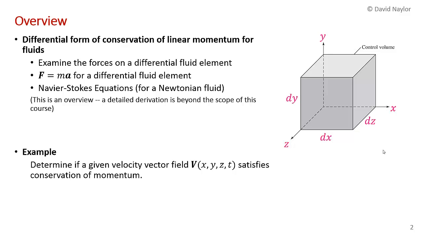Then I'll end with an example where you get to work with the Navier-Stokes equations. And so given a velocity field v of x, y, z, and t, you're going to be able to show whether that velocity field satisfies conservation of momentum. So in other words, whether or not it satisfies the Navier-Stokes equations.